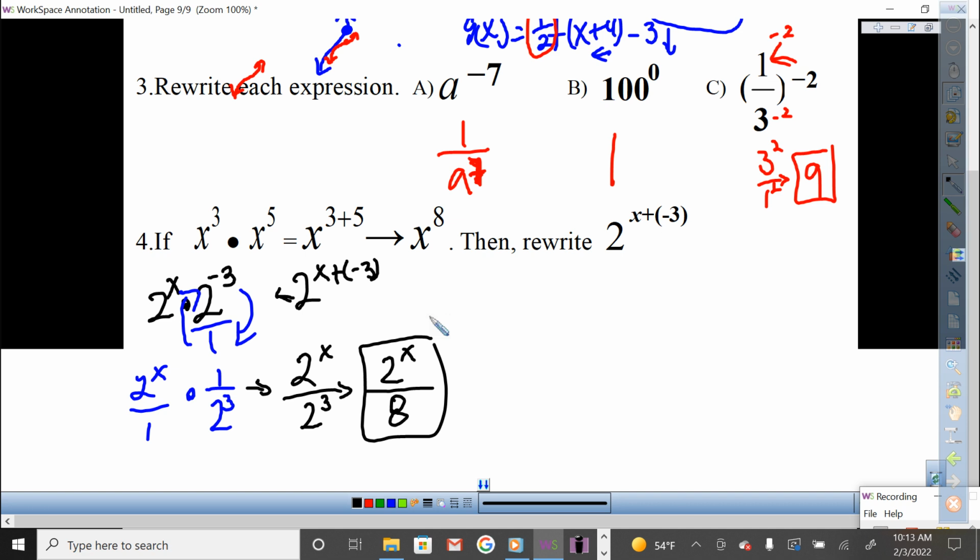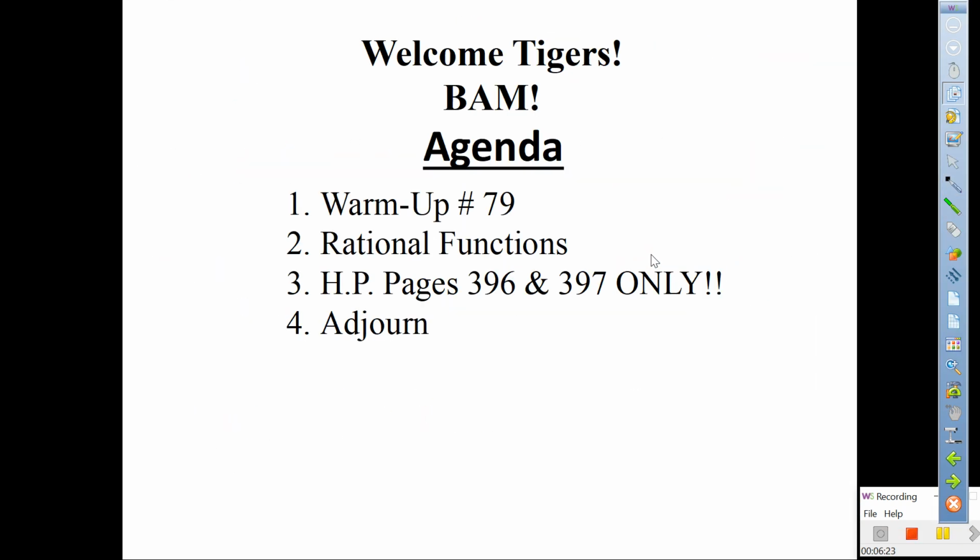So, let's move on. We have plenty to cover today because we're going to finish off the first part of Module 8 today. Here we go. Our agenda for today, warm-up number 79. Today we're looking at rational functions, and your home plate pages 396, 397 only. And those I already uploaded on Canvas, so if you go to Canvas to the rational functions module, they're in there.